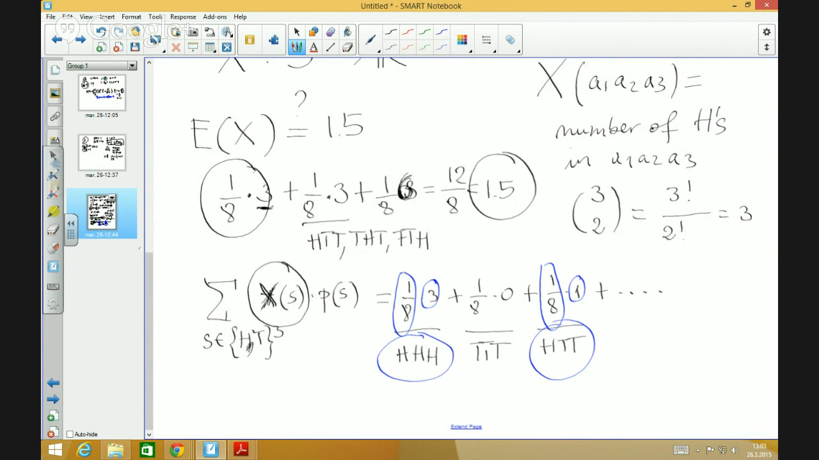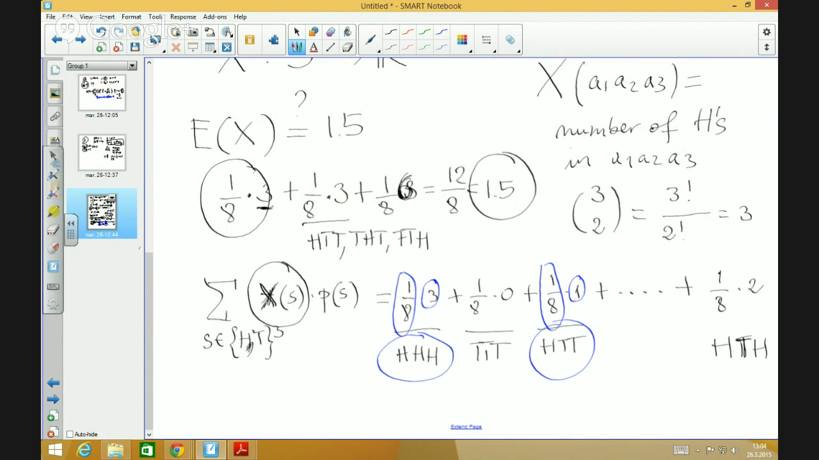So, for instance, if I instead looked at the string head, tail, head, the summand that would correspond to this string would be what? The probability of seeing this string, which is 1/8, times 2, which is the number of heads. Yes, question. The question is, do you do this for all the possible outcomes? The answer is yes. So the more outcomes you have, the more in trouble you are in the calculations.